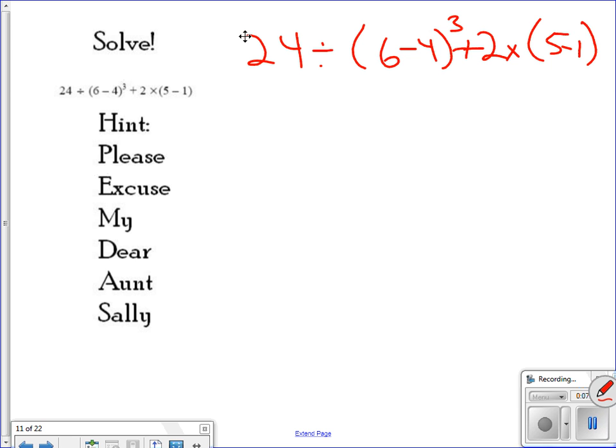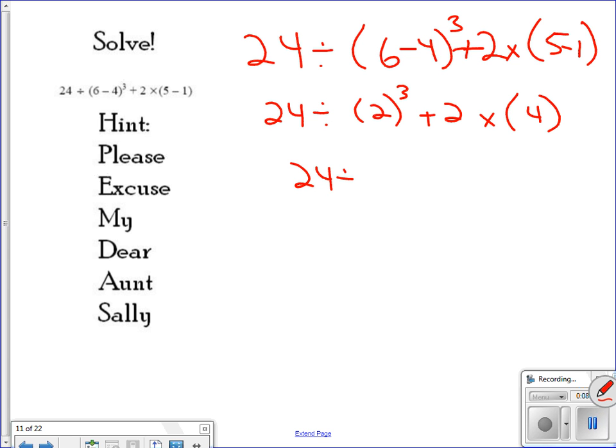All right. So we have some exponents first. So we're going to go 24 divided by. So inside these parentheses, I got a 2 and 2 to the second power. Well, actually, I have to do my parentheses first, right, kids? Second power plus 2 times 4. Now I'm going to do 24 divided by 2 times 2 times 2 is 8 plus 2 times 4.